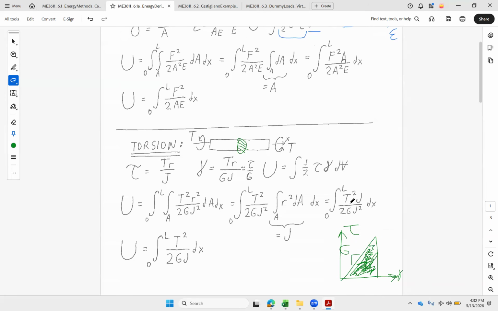And then, assuming all this stuff is held constant, we can pull it outside. So we got integral dx, 0 to L, T squared over 2GJ dx. If everything in there is constant, and it's often the case for a torsion member, it's just T squared L over 2GJ. Right.